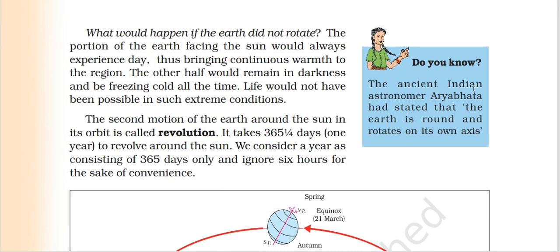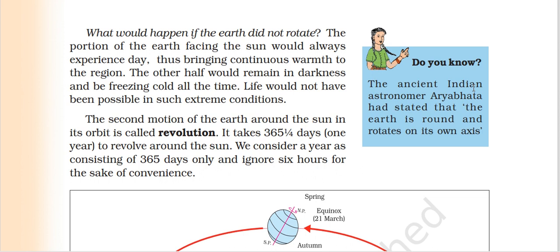Next, what will happen if the earth does not rotate? The portion of the earth facing the sun will always experience day, thus bringing continuous warmth to the region. The other half would remain in darkness and be freezing cold all the time. Life would not have been possible in such extreme conditions. The ancient Indian astronomer Aryabhata had stated that the earth is round and rotates on its own axis.